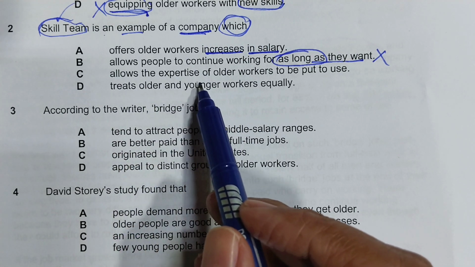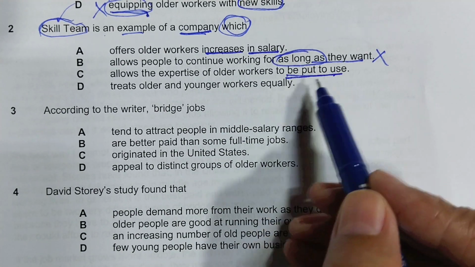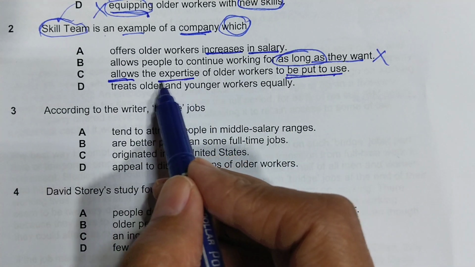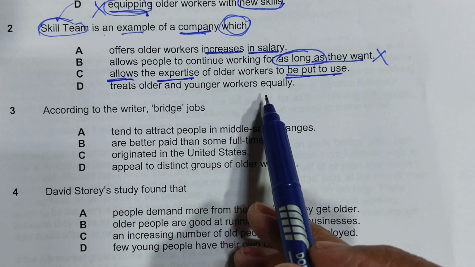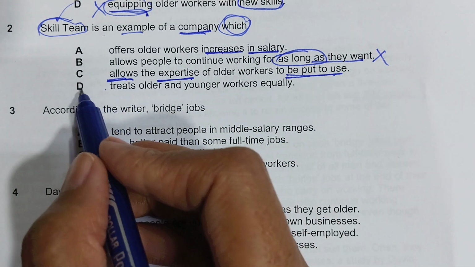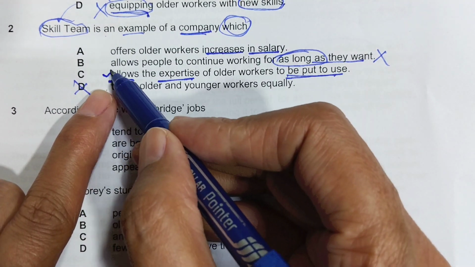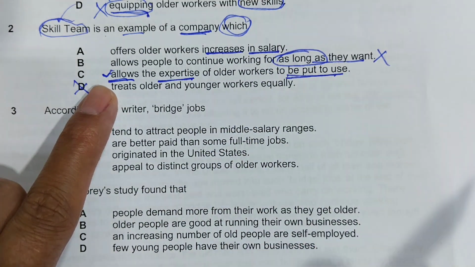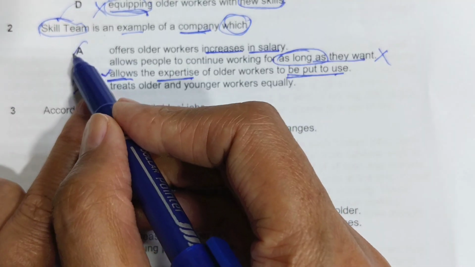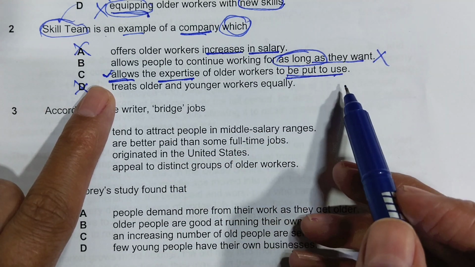Now, allows the expertise of older workers to be put to use. Not all expert people will allow the expert people to work with them. Treats older and younger workers equally. They are not talking about older and younger people, so D will not be an option. So we can see that we are thinking a little about option C. B is also not the option. Offer older workers increase in the salary. They were not talking about the increment in the salary as well. So A is not the option as well. B is not the option. So, allows the expertise of older workers to be put to use.